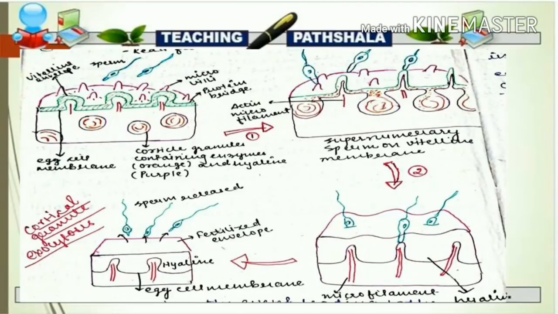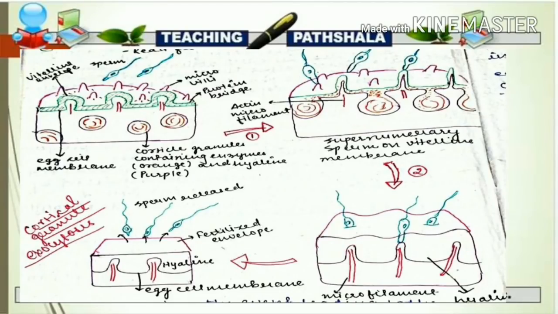This is the diagram which shows the overall process that we have just described in the previous slide, how the cortical granules are going to undergo exocytosis of the different factors that are in them, and after the release of these factors they are going to perform different functions. There is a release of the hyaline enzyme, then the peroxidase enzyme, then there was a release of the mucopolysaccharides. So all these factors are going to perform different functions.